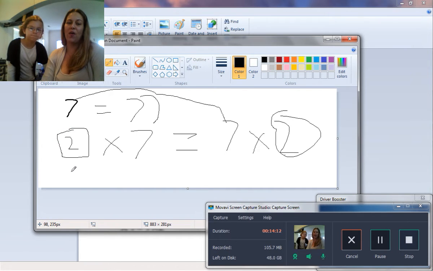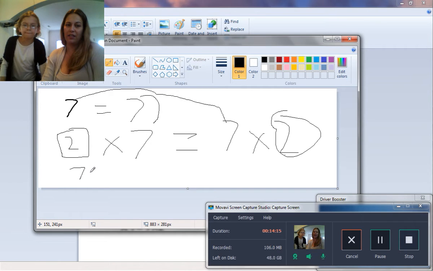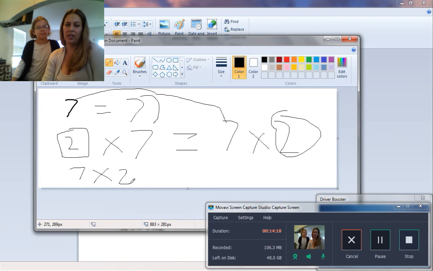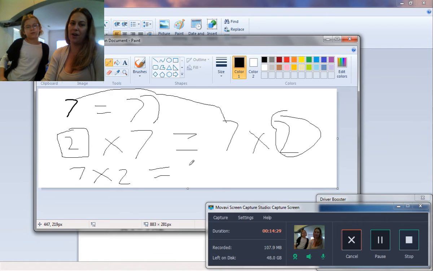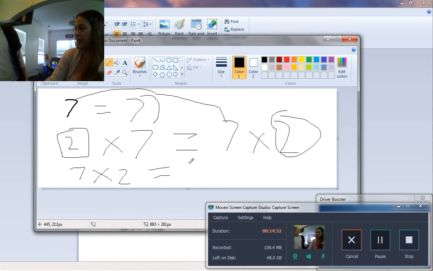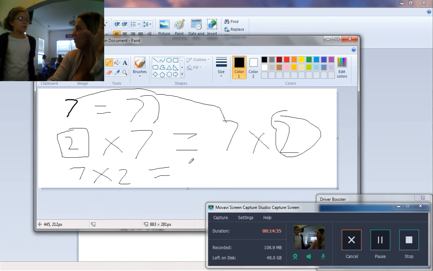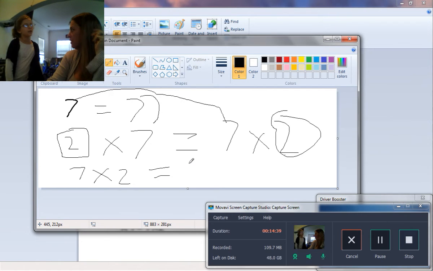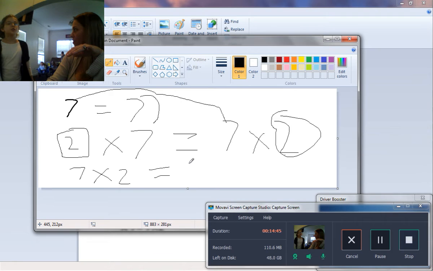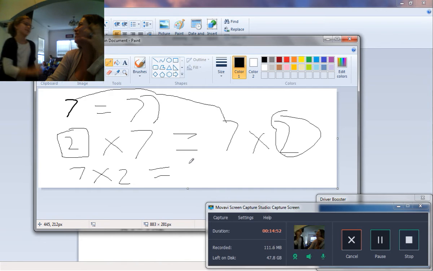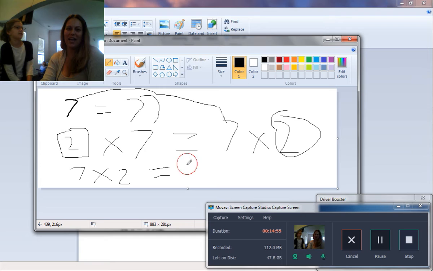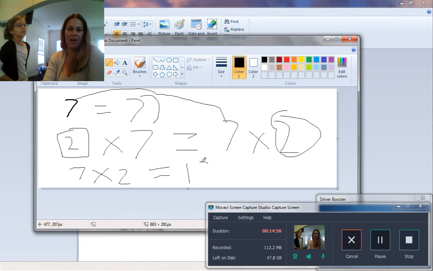Okay, so 7 times 2 equals 2 times 7. And just in multiplication, not equals, what would 7 times 2 actually mean? 7 plus 7 is what? It's okay. 14. So 7 times 2 equals 14.